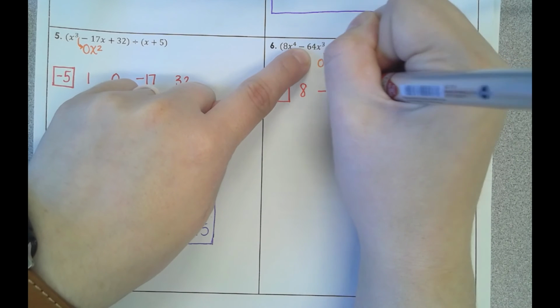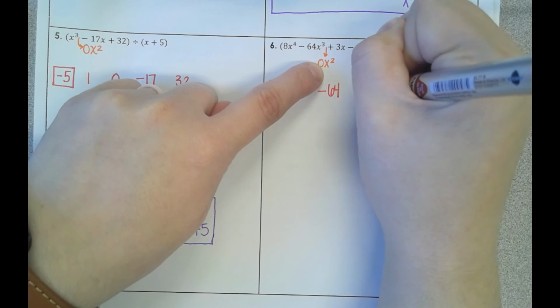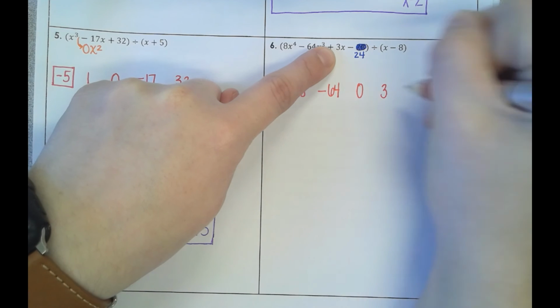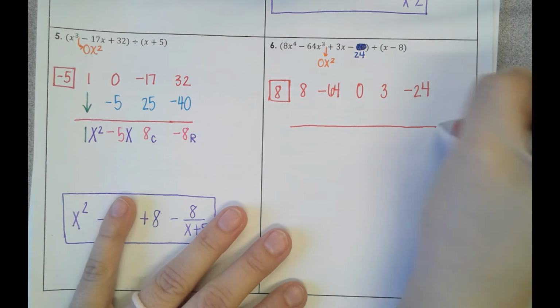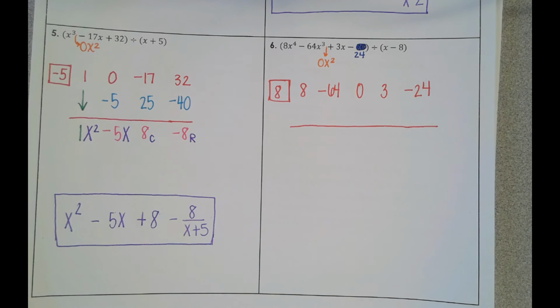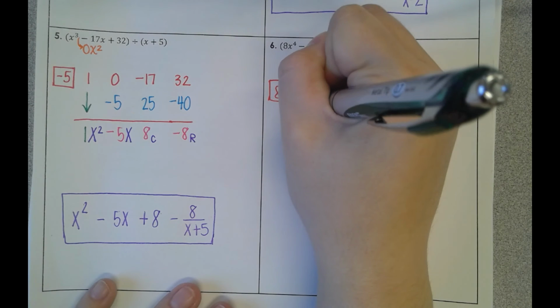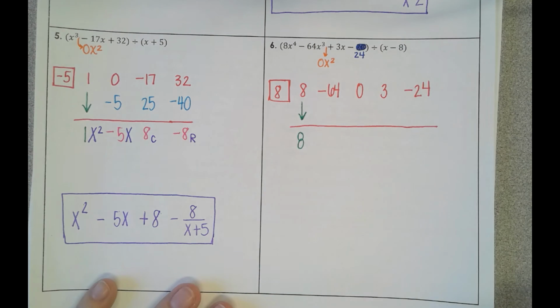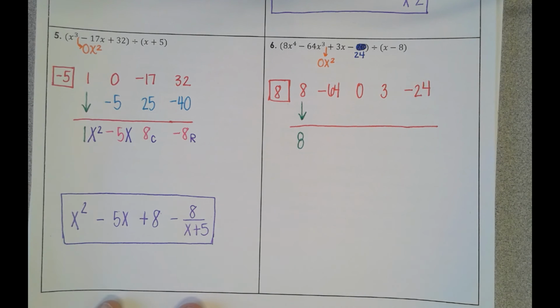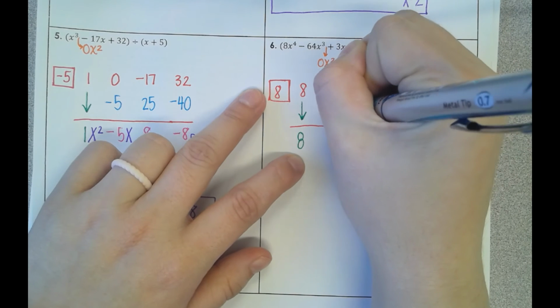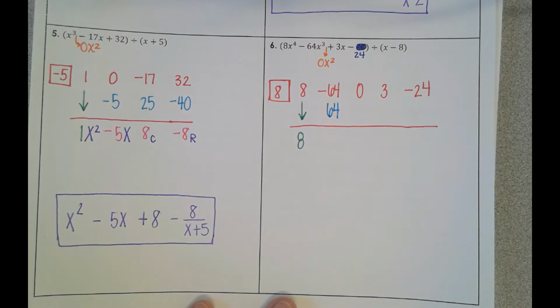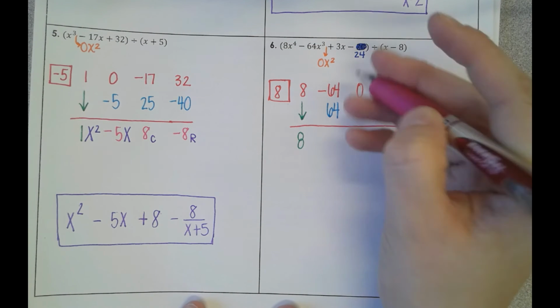8, -64, 0, 3, -24. Bring down your first number. Then we multiply. What's 8 times 8? 64. What's -64 plus 64?